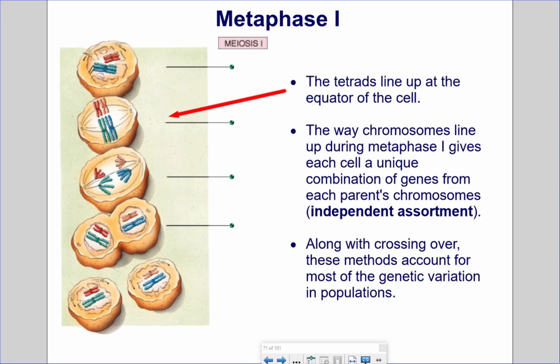Metaphase I. In Metaphase I of Meiosis I, the tetrads line up at the equator of the cell. The way chromosomes line up during Metaphase I gives each cell a unique combination of genes from each parent's chromosomes. This is known as independent assortment. Along with crossing over, these methods account for most of the genetic variation in populations.